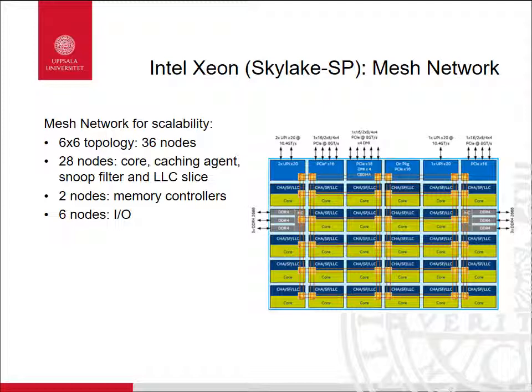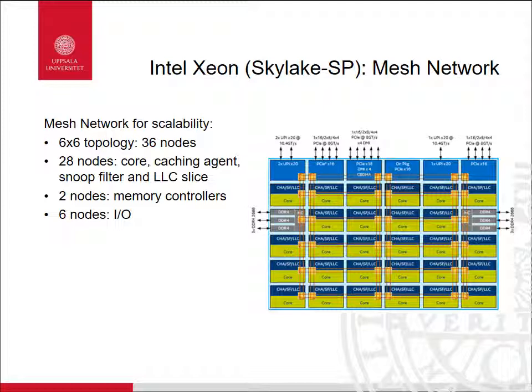As you can see in the block diagram, the mesh network is essentially like a two-dimensional array with 36 nodes. 28 of these nodes contain a core, a slice of the LLC and a slice of the snoop filter. This means that the LLC and the snoop filter are distributed. Any node in the mesh network is connected with its 4 neighbors, with connections up, down, left and right.